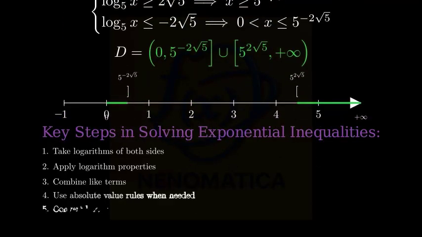This example demonstrates the power of logarithmic properties when solving exponential inequalities. The key steps we used were: 1. Taking logarithms of both sides to simplify the exponential expressions. 2. Using logarithm properties to simplify complex expressions. 3. Combining like terms to create a quadratic inequality. 4. Applying absolute value rules to split the solution into two cases. 5. Translating back from logarithmic to exponential form for the final answer. Remember that whenever you have an inequality with exponential expressions, taking logarithms is often a good first step to simplify the problem.